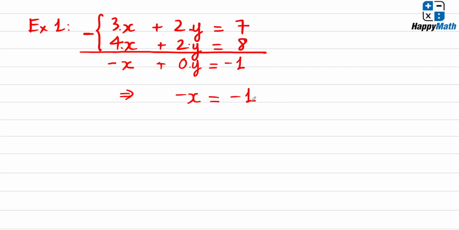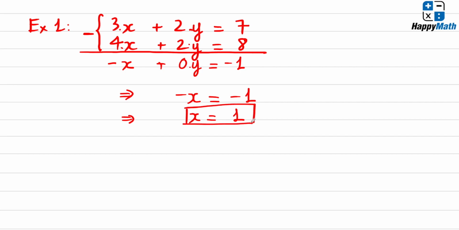You can eliminate y. So the equation left, you got only negative x equal to negative 1. It means x equal to 1. So after this step, you have the specific value of x equal to 1.